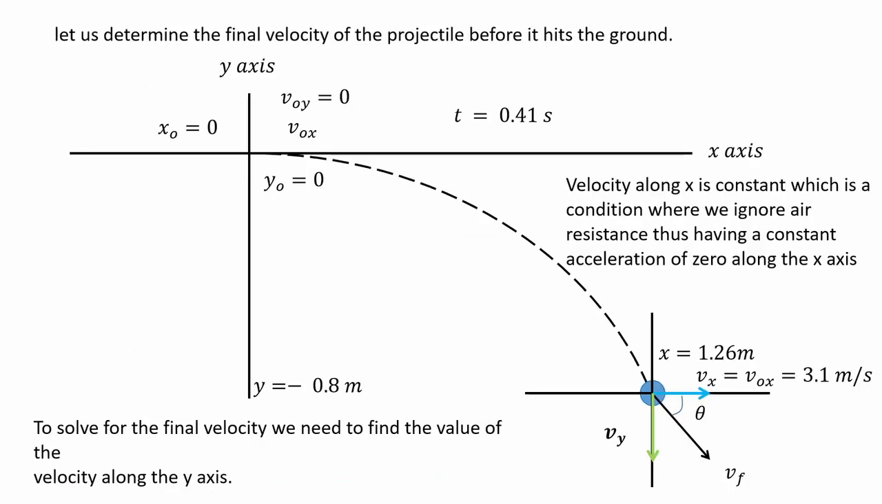Now, let us determine the final velocity of the projectile before it hits the ground. Velocity along x is constant, which is a condition where we ignore air resistance, thus having a constant acceleration of 0 along the x-axis. To solve for the final velocity, we need to find the value of the velocity along the y-axis.